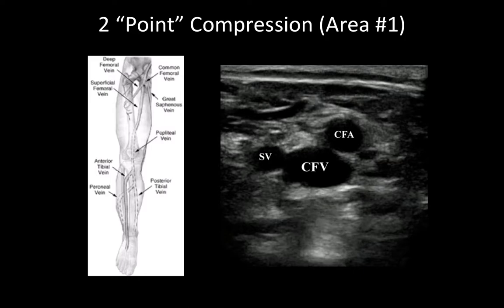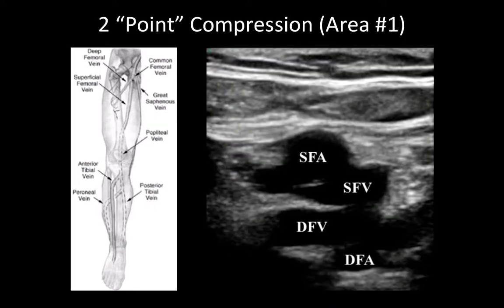You first compress here, achieving complete apposition of the superficial vessel wall against the deep vessel wall. A good landmark here is your great saphenous vein, which you can see there laterally. We're then going to move inferiorly 1 to 2 centimeters at a time, compressing throughout. You'll start to see the bifurcation here, the superficial femoral vein and the deep femoral vein. You want to achieve complete compression, therefore apposition of both vessels.